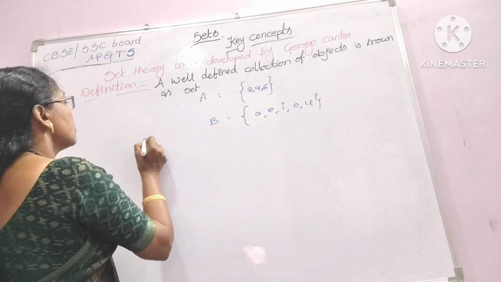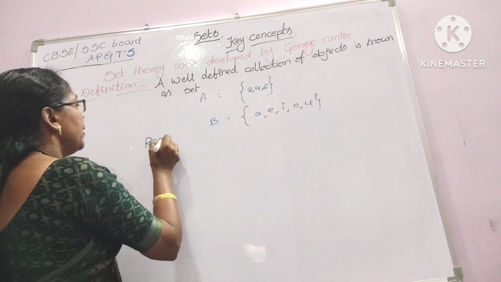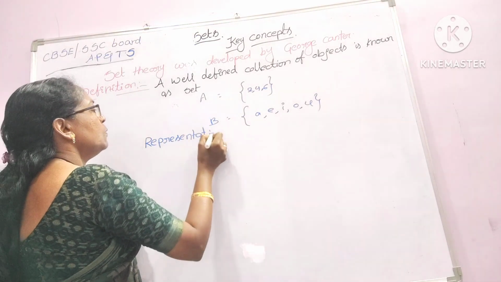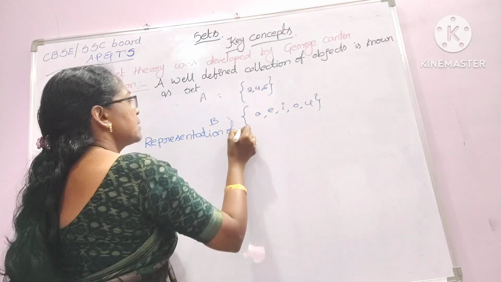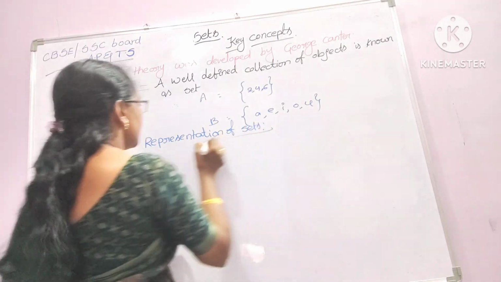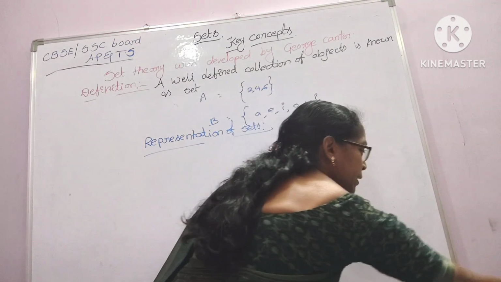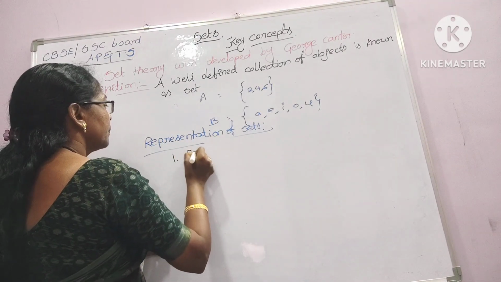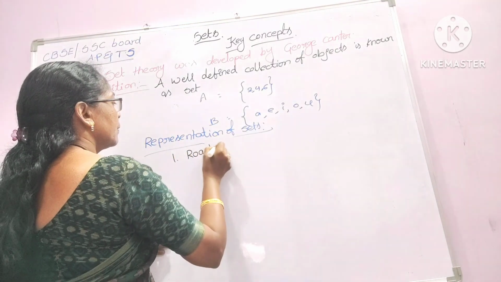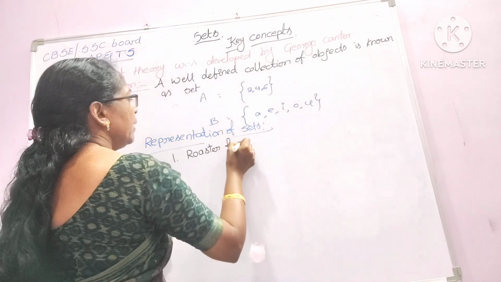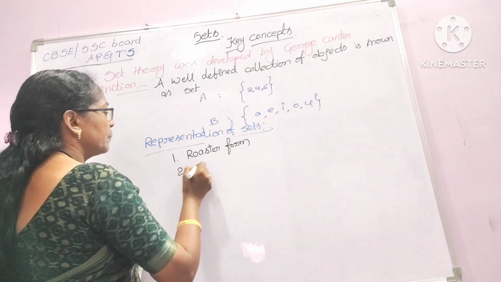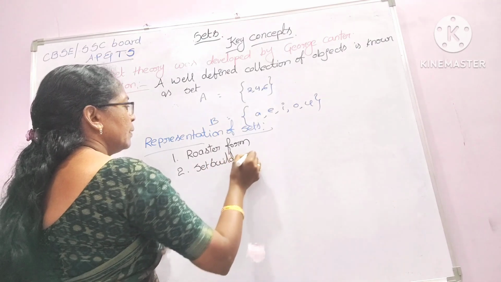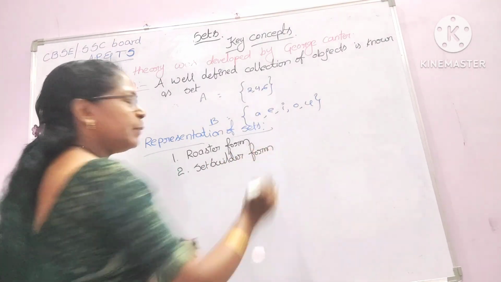And representation of sets. Here, there are two ways we can represent sets. What are those? We will see. In these two ways we can represent the sets. First one is roster form. Second one is set builder form.